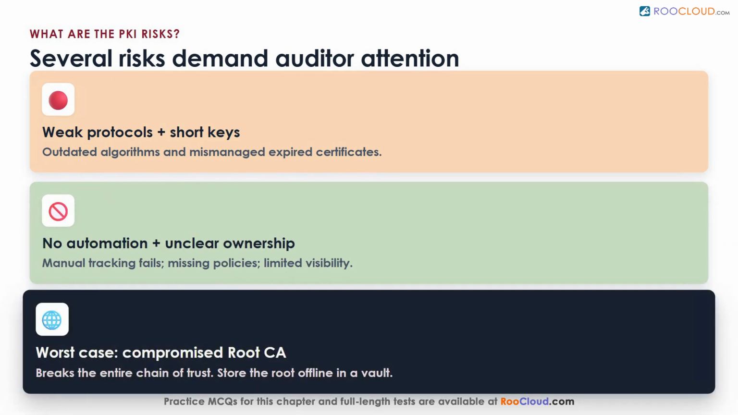And the worst case of all, a compromised root authority breaks the entire chain of trust. That's why the root should be stored offline in a protected vault.